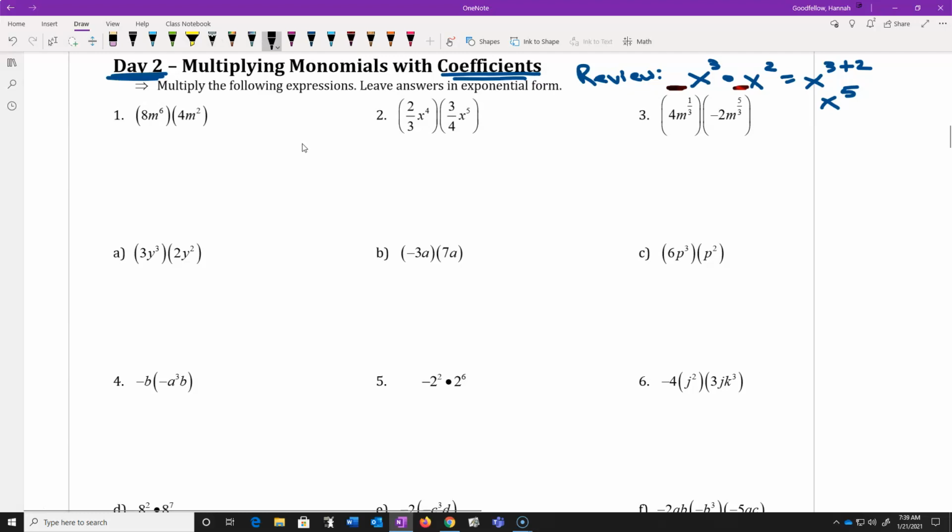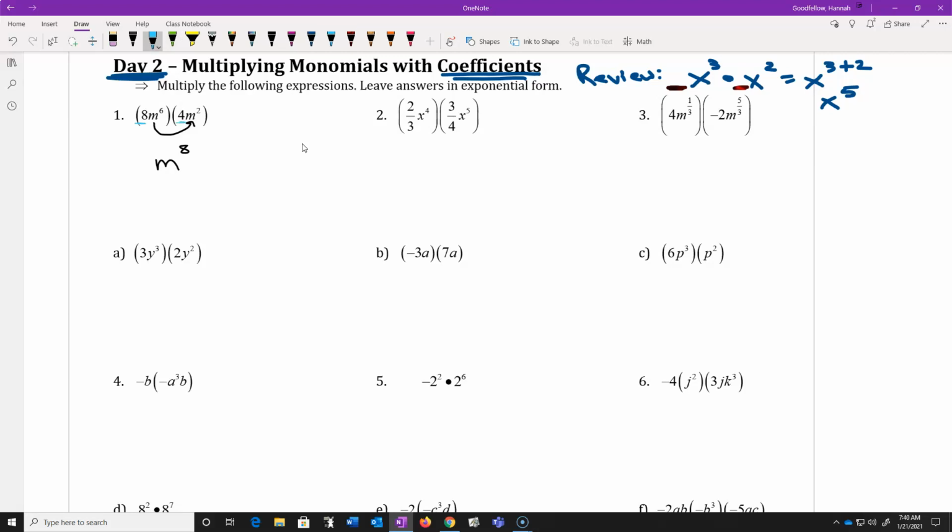So when we multiply things like this m to the 6th and this m to the 2nd power, since it's multiplication between the two, we add the exponents together and get an 8 in the upstairs part of this. Now, the question we want to ask is, what are we going to do with these numbers that are in the front of this?